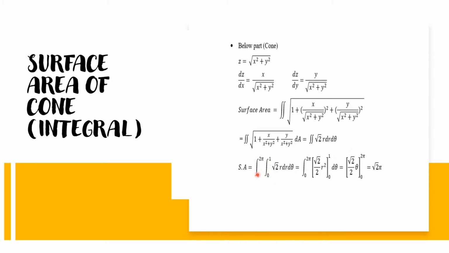So for the cone, the height is 0 to 1, the radius is 1, and then we integrate in terms of r first, and then we integrate in terms of d theta, and we got square root 2 pi.